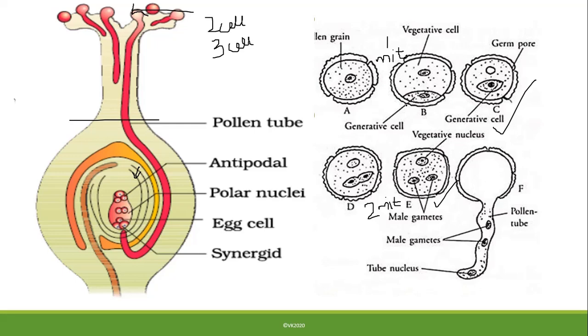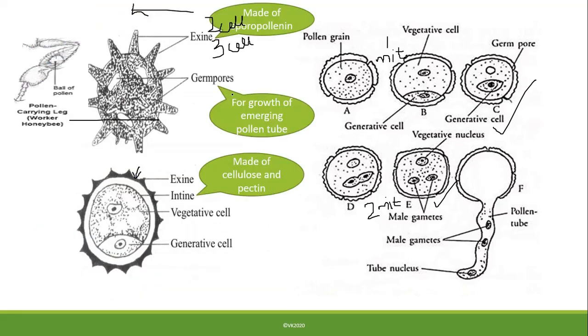So basically right now what we have seen is the structure of the pollen grain and the development of the male gametophyte. We can call the pollen grain the beginning stage of the male gametophyte, and this is the final stage of the male gametophyte where it can fertilize an ovum.